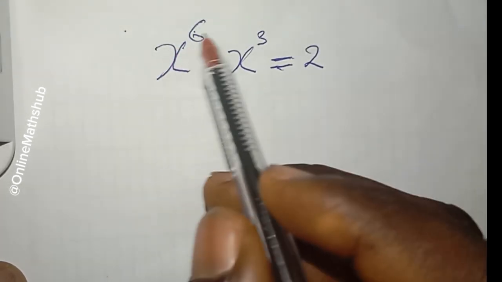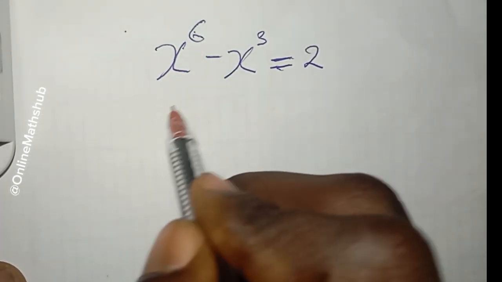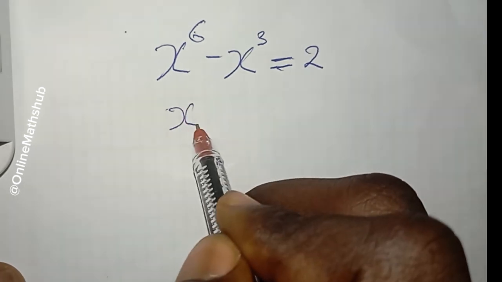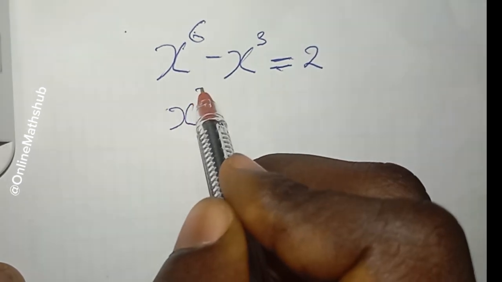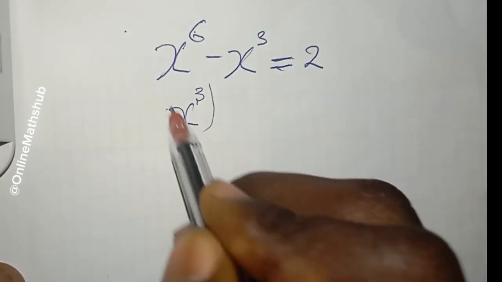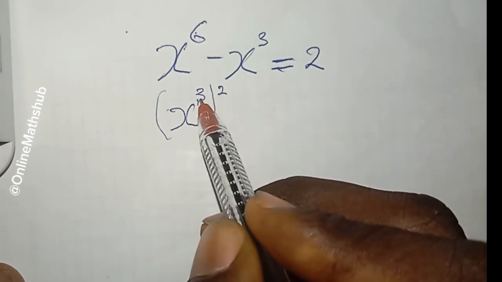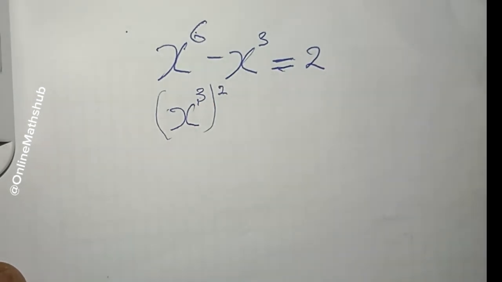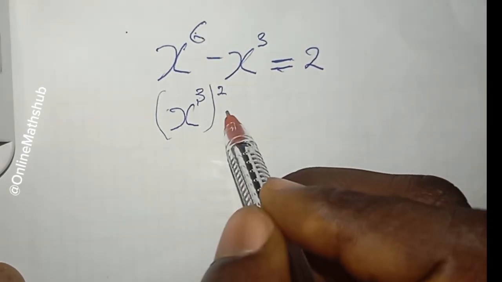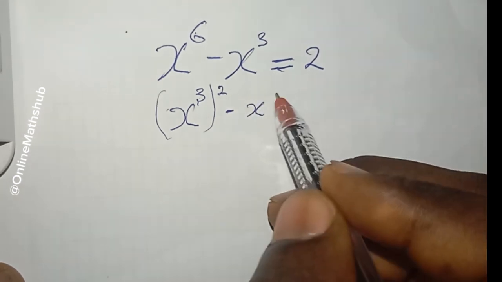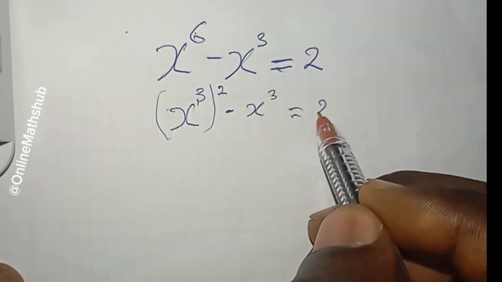So what I'm going to do is to rewrite this x power 6, and I can actually write it as x power 3 and then raised to power 2. So if I use this 2 to multiply this 3, it will give me back 6 right here. Minus x power 3 is equal to 2.